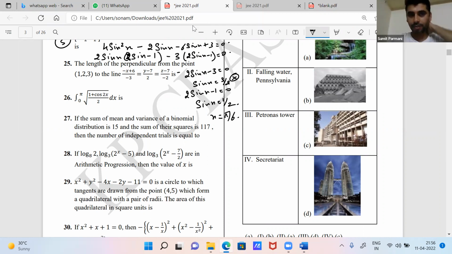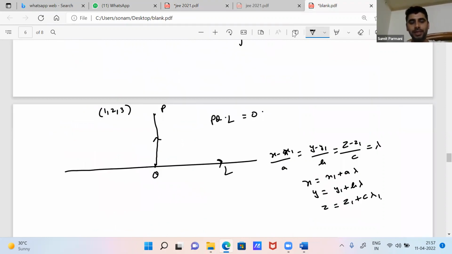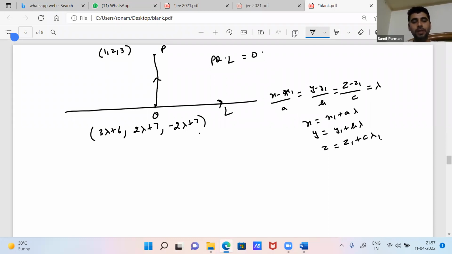See, this is equals to lambda. So you have point as x is equals to 3 lambda plus 6. Y is equals to 2 lambda plus 7. Z is equals to minus 2 lambda plus 7. Okay, so 3 lambda plus 6, 2 lambda plus 7, minus 2 lambda plus 7. Okay, so make a vector PQ.